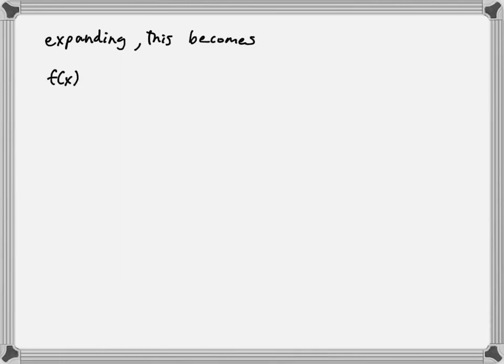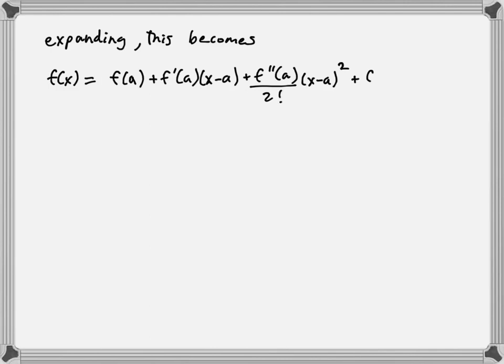you could take a function and always write it this way. The first guy is going to be f of a plus, and then we get f prime of a times x minus a. And then we get f double prime of a over 2 factorial times x minus a squared plus, and then we get the third derivative at a divided by 3 factorial times x minus a cubed. And this is the pattern. It goes on and on forever. Okay, so this is what all of this means. This is the theorem.